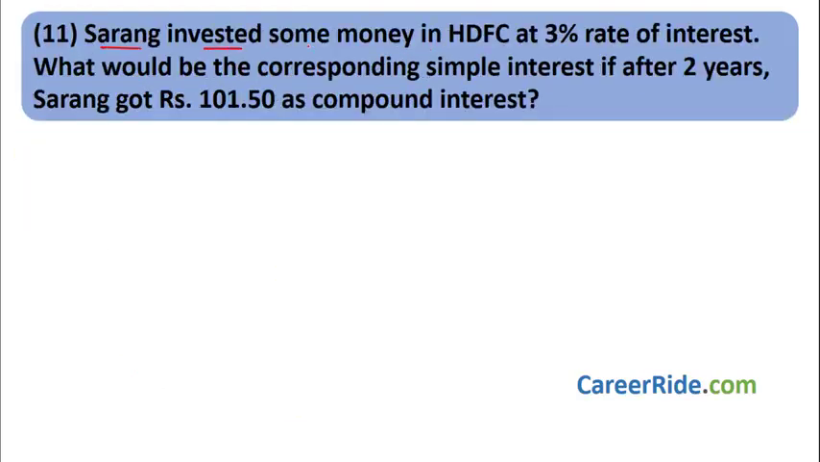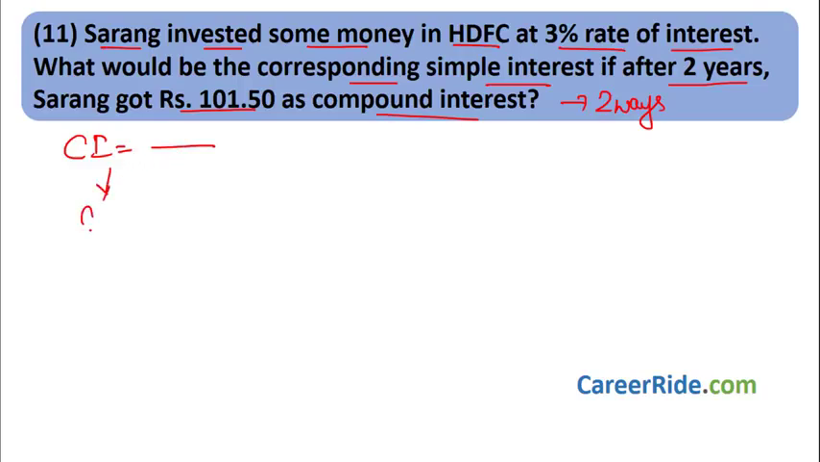Sarang invested some money in HDFC at 3% rate of interest. What would be the corresponding simple interest if after 2 years Sarang got rupees 101.50 as compound interest? Now over here we can solve it in 2 ways. One way is by giving the formula of compound interest and then finding the principal amount, and then finding the simple interest and all that stuff. This is too long to calculate, so we will not take this. Let us see another way which we have just learned.